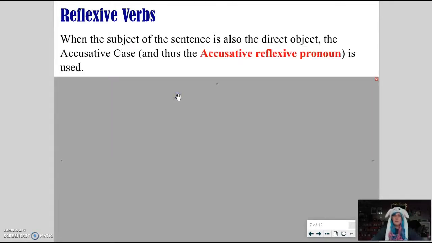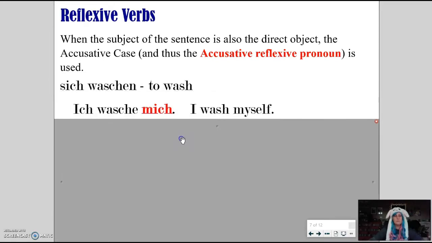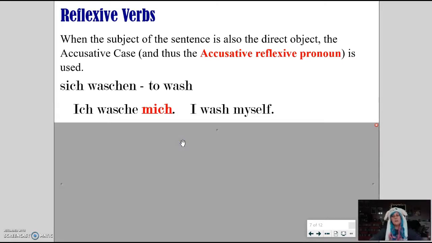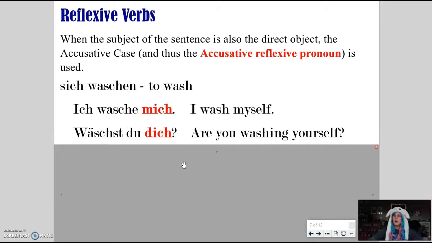So as a reminder, when the subject of the sentence is also the direct object, the accusative case, and thus the accusative reflexive pronoun, is used. If I have the verb sich waschen, to wash, ich wasche mich, I wash myself. Wäschst du dich? Are you washing yourself? So this is my reflexive pronoun, and it's in the accusative because I wash. Whom do I wash? I wash myself.